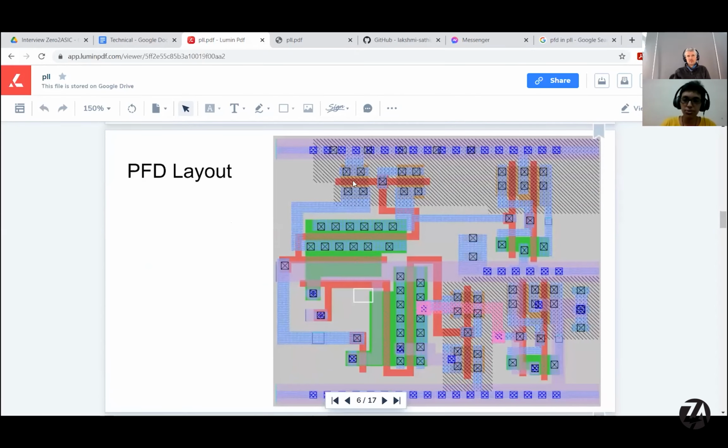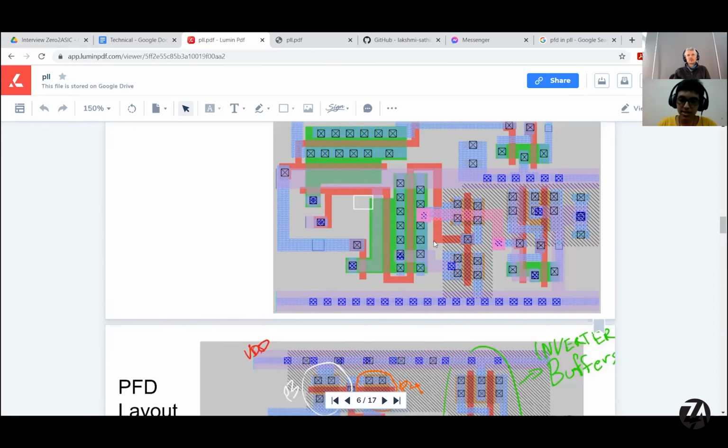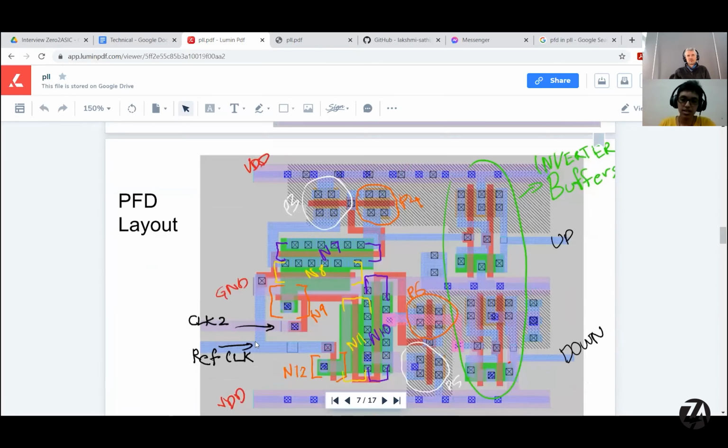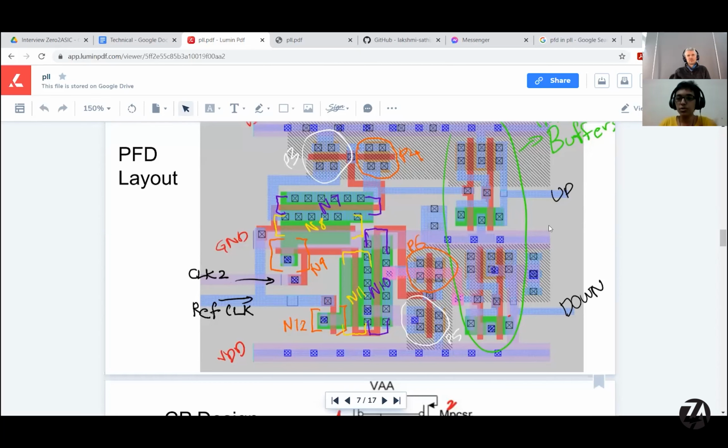So the layout of it would be like this. To explain that with respect to the schematic, P3 would be here, P4, and clock 2 would be coming here, and this is the reference clock according to which clock 2 would be judged. We would be getting it as an output, whether it is up or down. Up would indicate that it's going ahead, and down would indicate that with respect to the frequency it's behind in phase. So that is the output that we get from it.